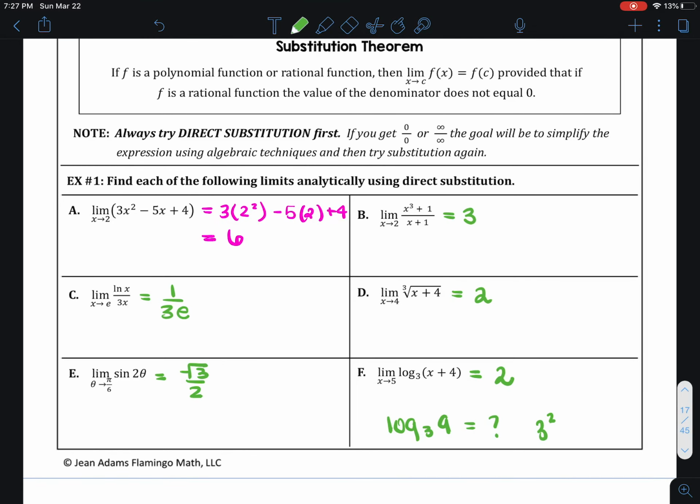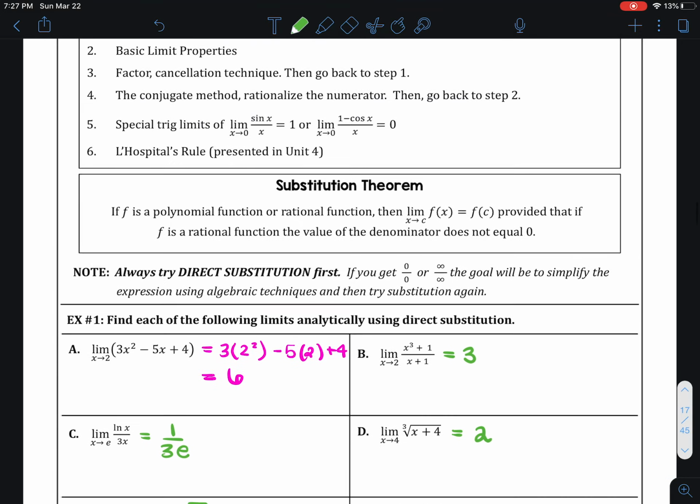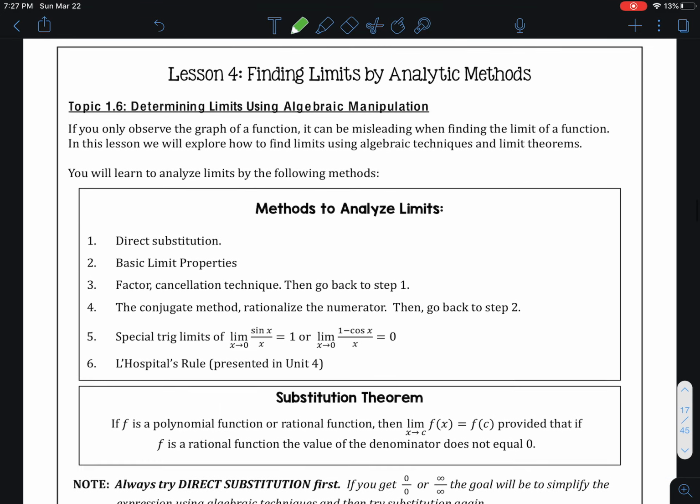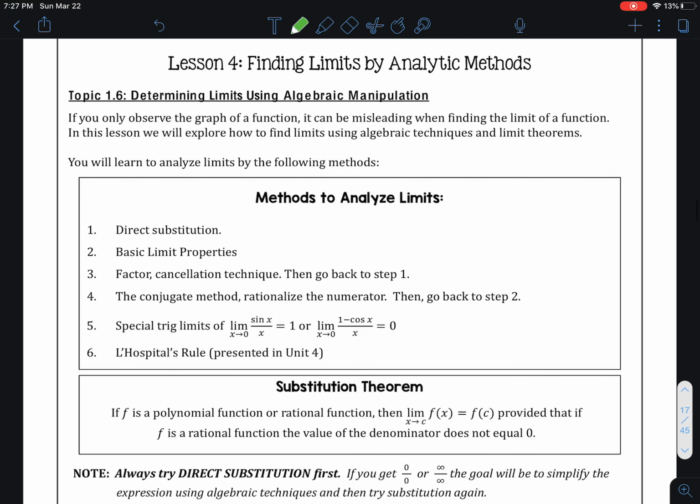Hi kids, so today's lesson is going to involve another technique for evaluating limits algebraically.